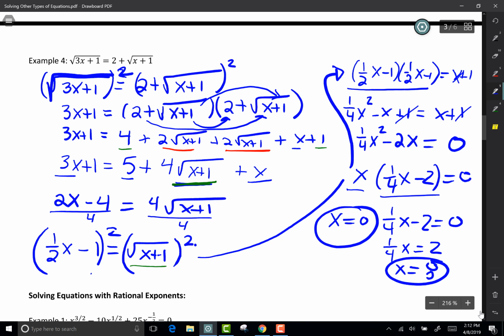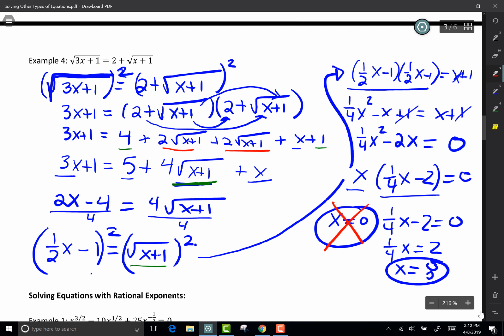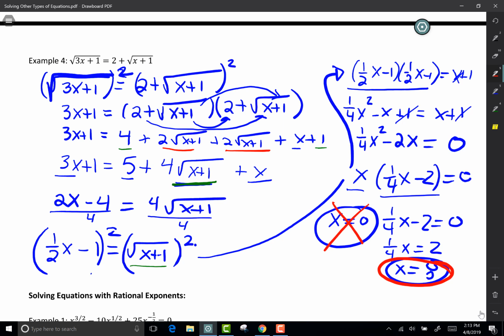Now, when we plug it back in to check, because this is a square root problem, we always want to make sure we check our answers to see if we have an extraneous solution. When you go back and check, you're going to find that 0 doesn't work, but x equals 8 does. So x equals 0 is an extraneous solution, and our only answer to this is x equals 8.